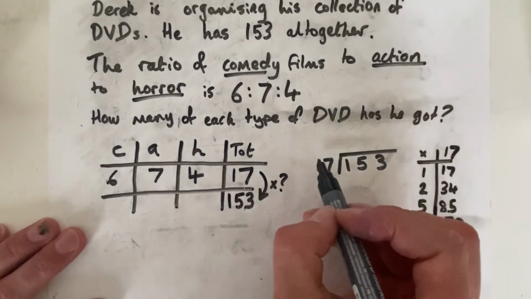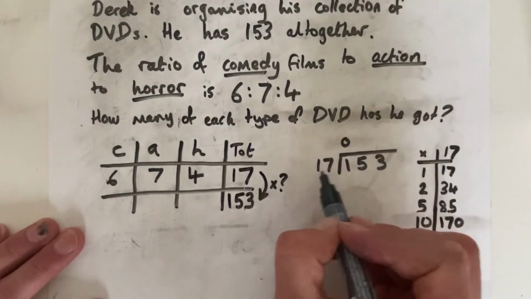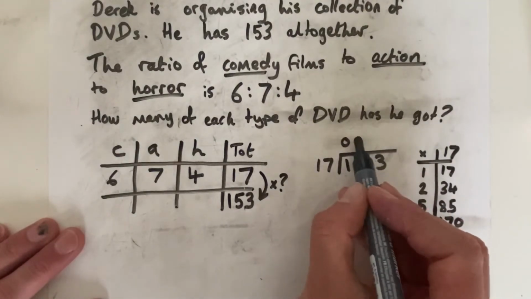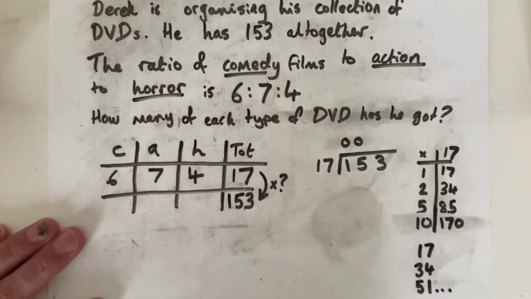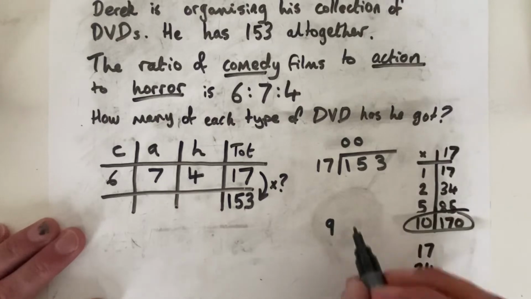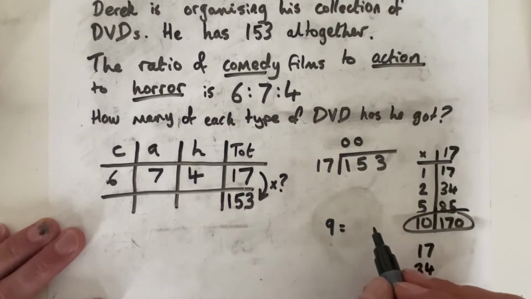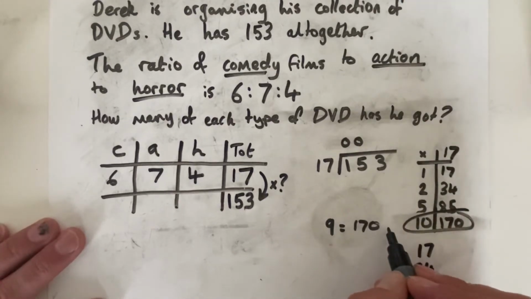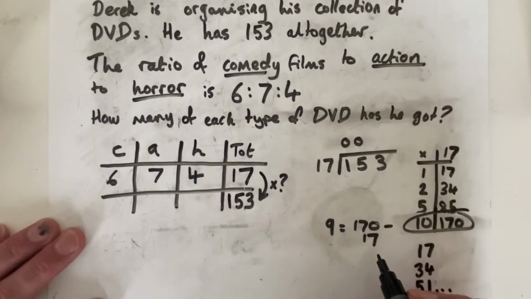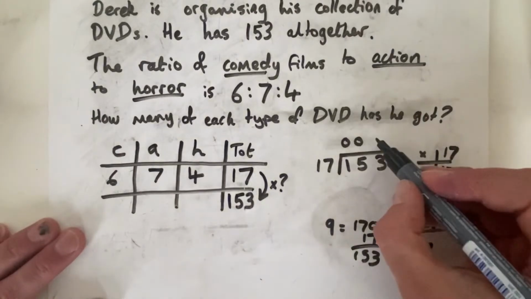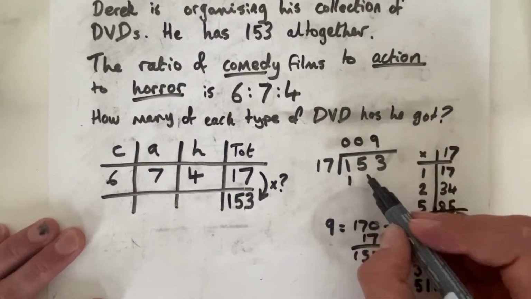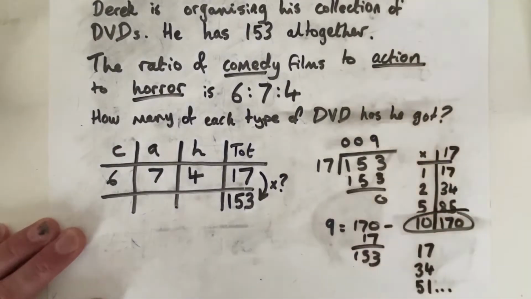So, 17, does it go into 1? No. Does it go into 15? No. Does it go into 153? Well, we should hope so. Now, using my coin card, I can see here that 10 lots of 17 are 170. So 9 lots will be 170 take away 17, which is 153. So I know that 9 lots of 17 will go into there.